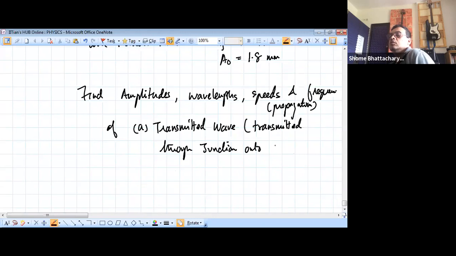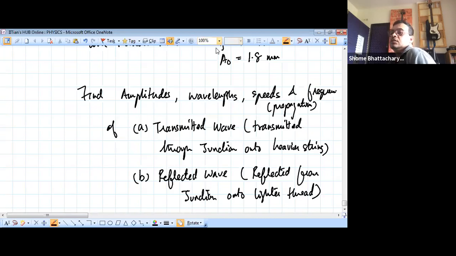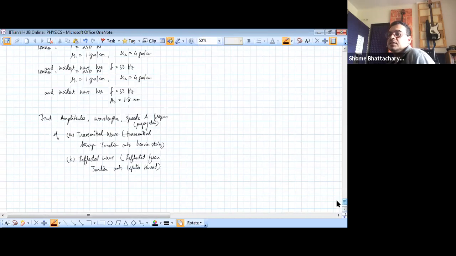Onto the heavier string, and reflected wave, that is reflected from the junction onto the lighter thread. So just understand the question first and take down the data of the question, then I'll start explaining how to solve.